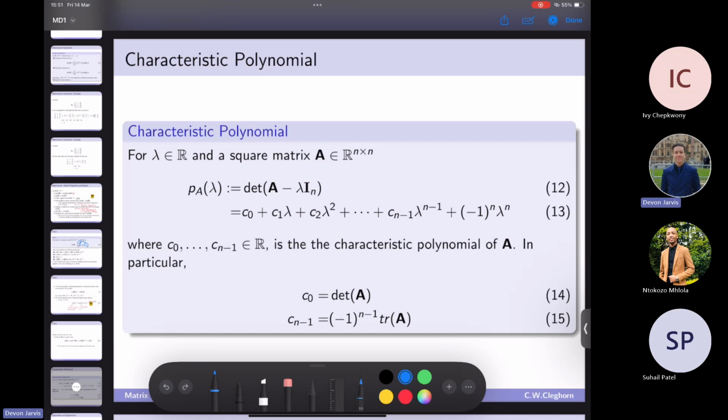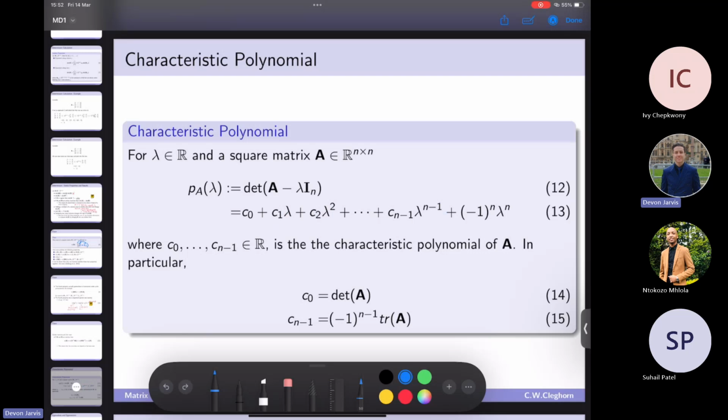So if we have a square matrix A, we're going to take the identity matrix multiplied by some value lambda. We're going to subtract it from A, and we're going to take that matrix and get the determinant. What falls out from that is this equation here, where we get increasing powers of lambda all the way up to n. Again, n is the dimension of our matrix.